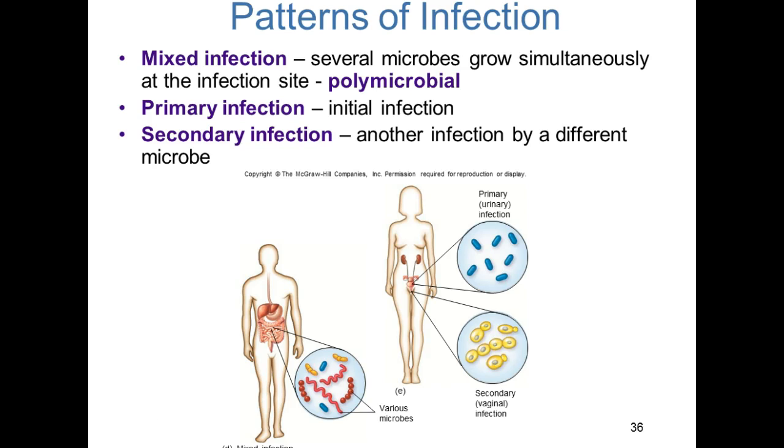The pustules are then open to the environment, and let's say a Staphylococcus aureus gets in there, it causes a skin infection that we would call a secondary infection. So this is another infection by a different microbe.